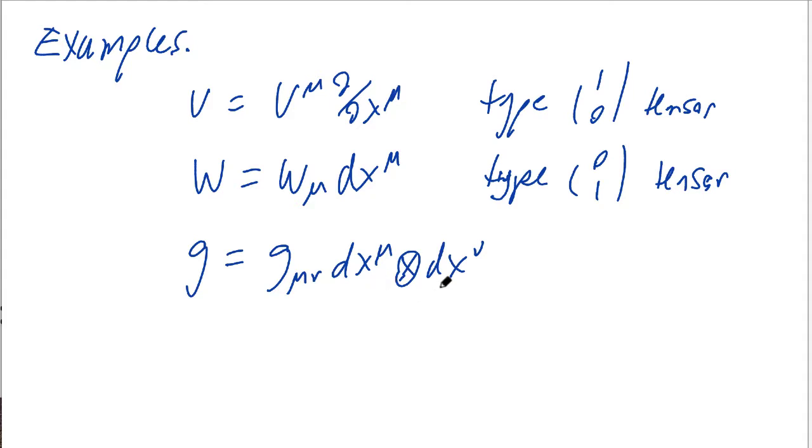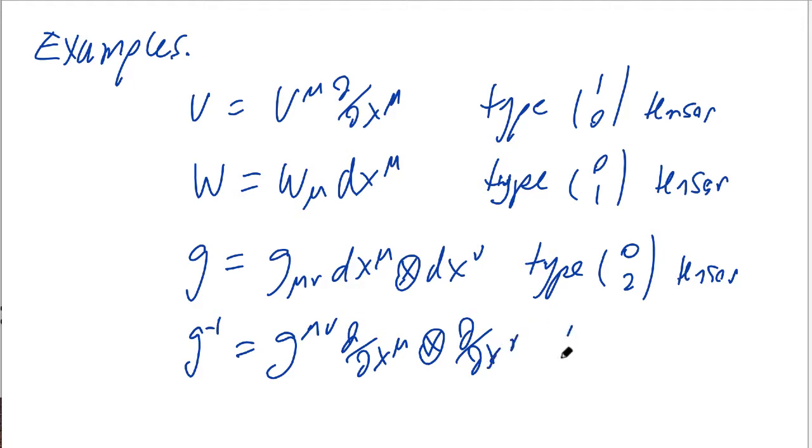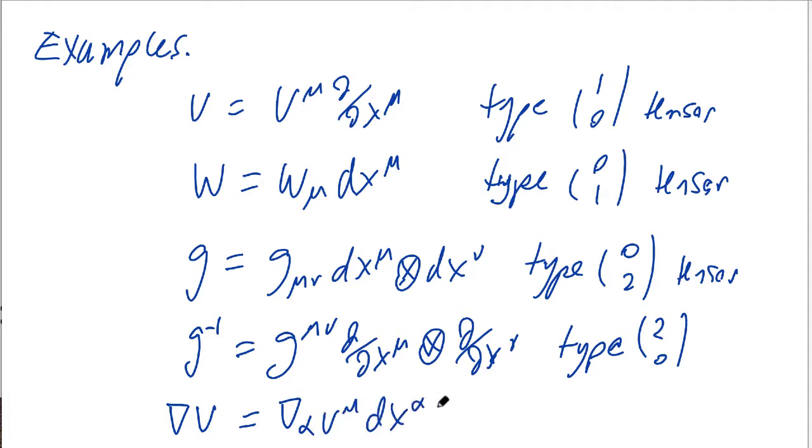This is the metric. It can act on two vectors. It's a type (0, 2) tensor. Right? It has two lower indices. We can also define the inverse metric as a type (2, 0) tensor. That would be g^{μν} ∂/∂x^μ outer product ∂/∂x^ν. That's type (2, 0). We also have defined the covariant derivative. That's ∇_α v^μ dx^α outer product ∂/∂x^μ. That's a type (1, 1) tensor. Right? It has one upper and one lower index in its components.